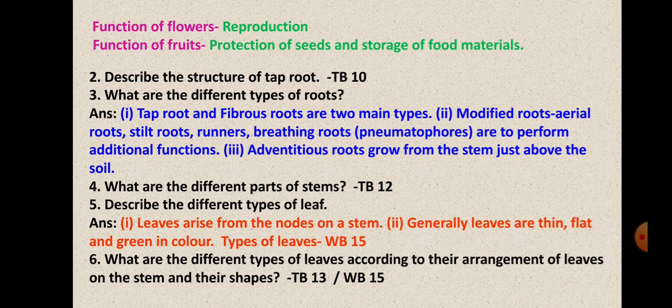Sixth one is, what are the different types of leaves according to their arrangement on the stem and their shapes. Now this is given in your textbook and also in your workbook. So in your textbook it is given on page number 13. What are the different types of leaves according to their arrangement and their shapes. So in your textbook page number 13, very first paragraph.